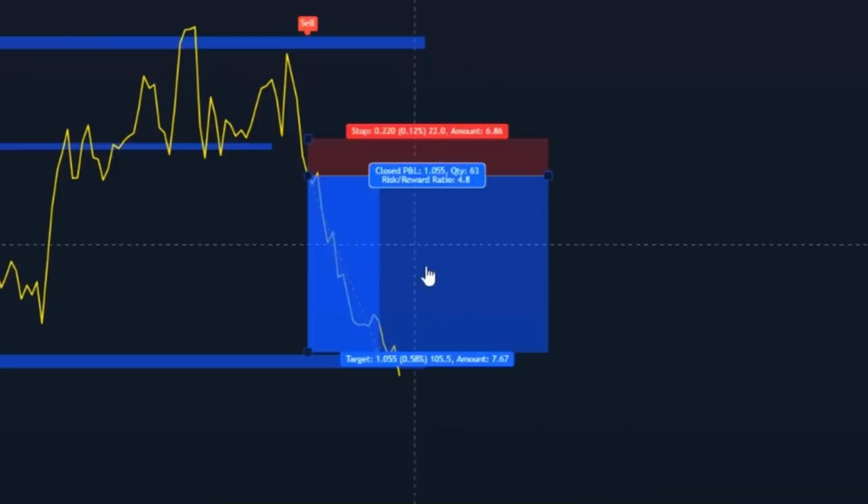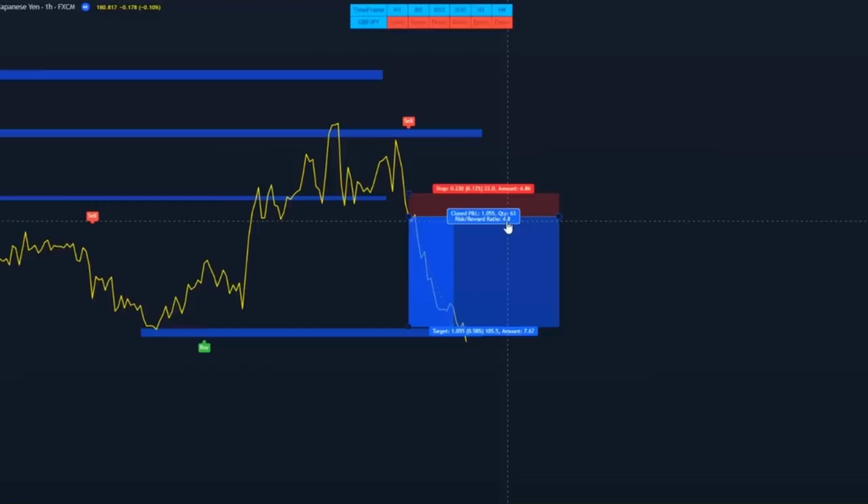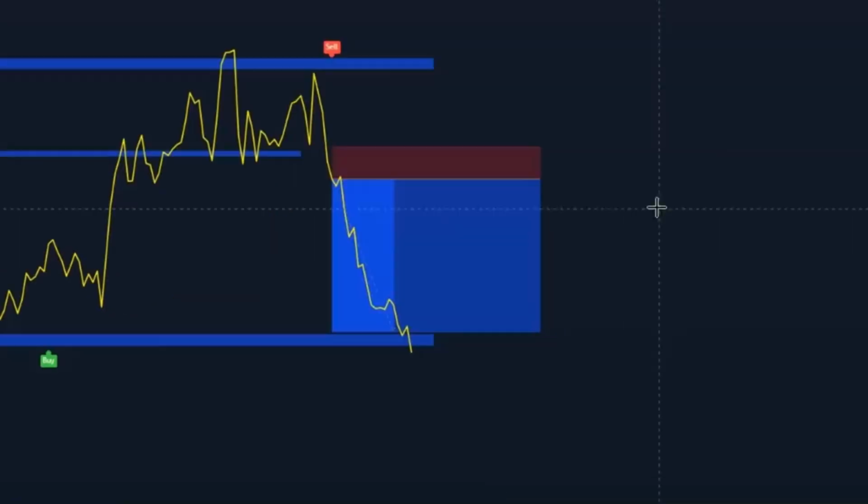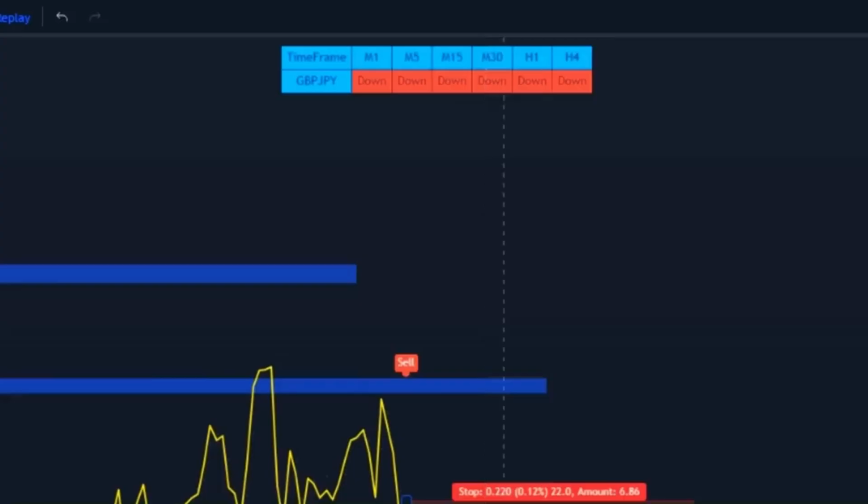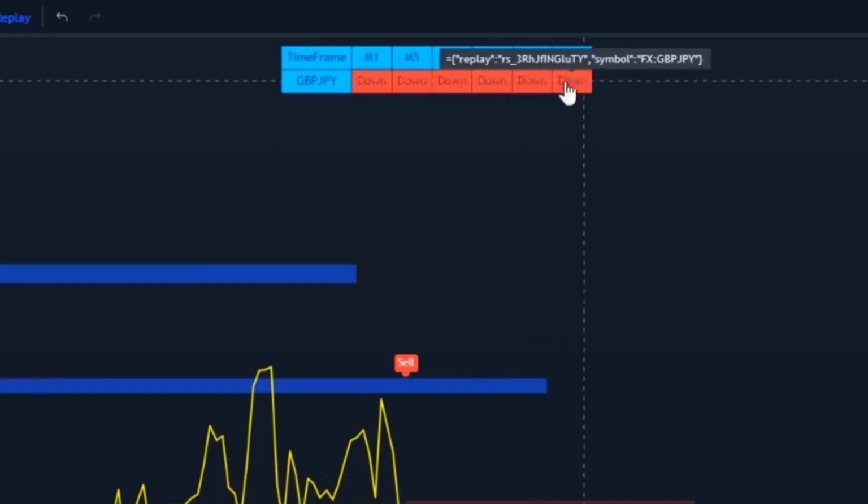And there we go, price has hit a take profit of 4.8 risk to reward. So if you're risking 1% of your account per trade, you would have just made almost 5% in one trade. This is a perfect example of a sell, and you can see now that we have entered the trade, all of the trend table icons are now for selling.